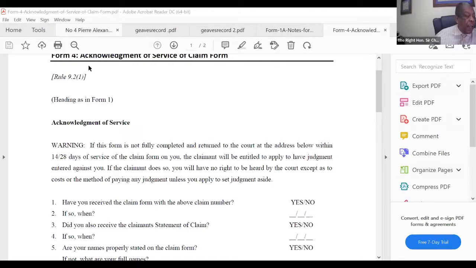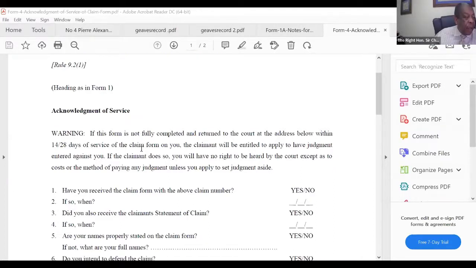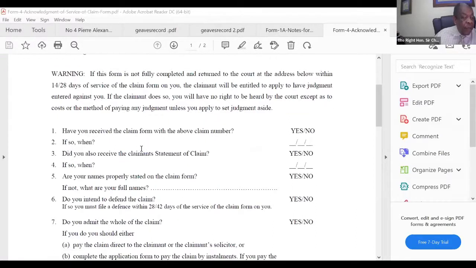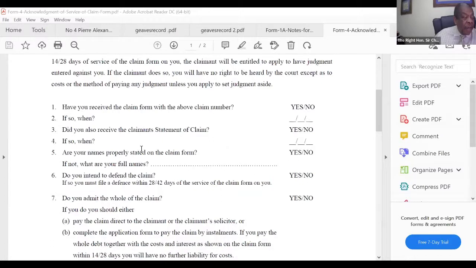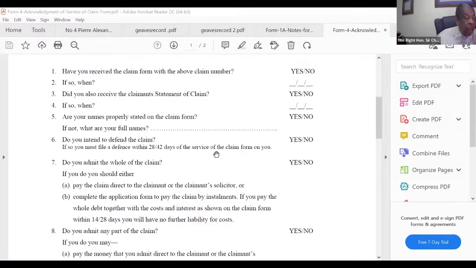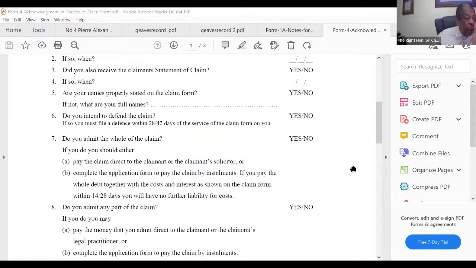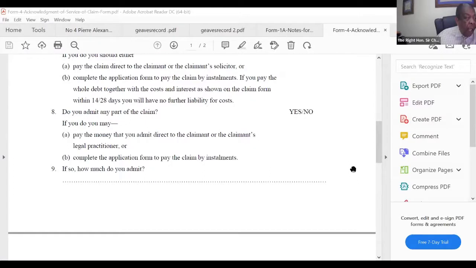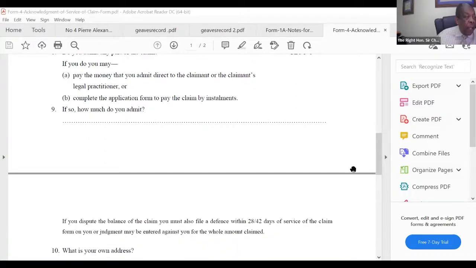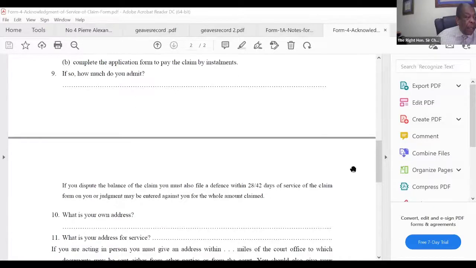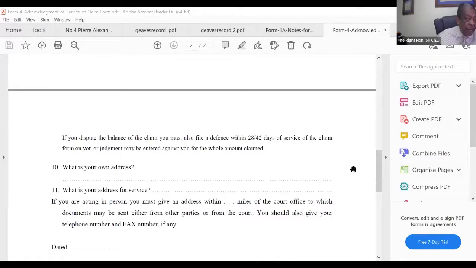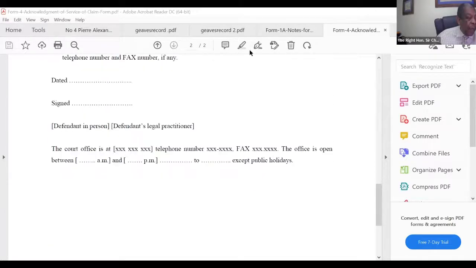So you see what it says here specifically. It asks the defendant, have you received the claim form? If so, when? Did you receive the statement of claim? Are your names properly stated? Do you intend to defend the claim? Do you admit the whole of the claim? Do you admit any part of the claim? If so, how much? You may pay the money, or if not, you can complete an application to pay by installments. And then it gets evidence to facilitate the continuation of the proceedings. So let's look quickly at the application to pay by installments.